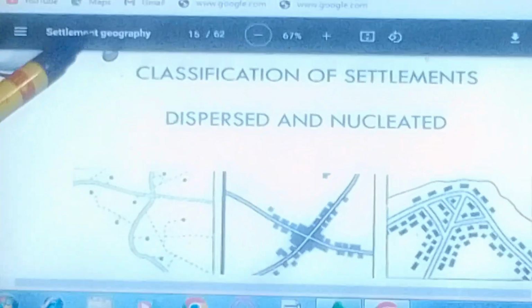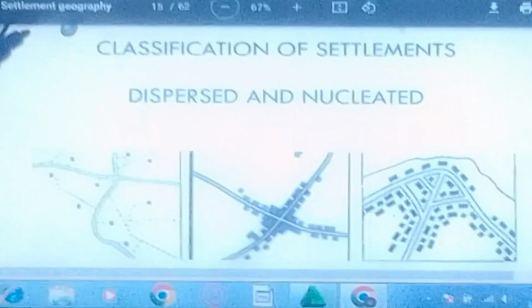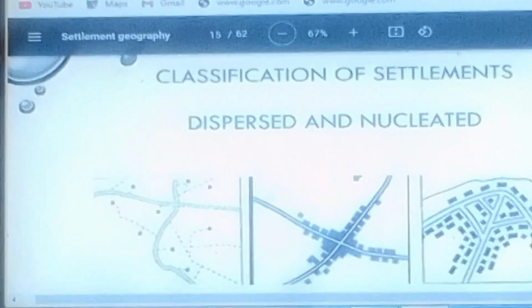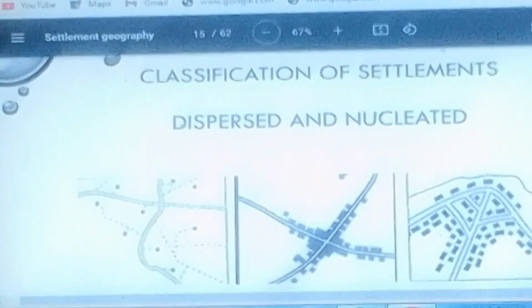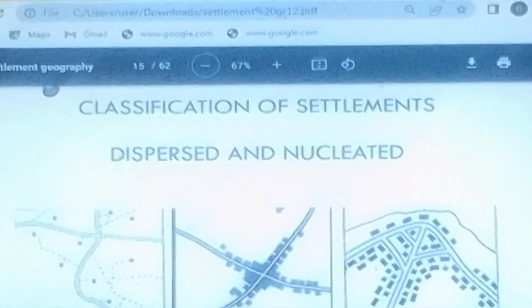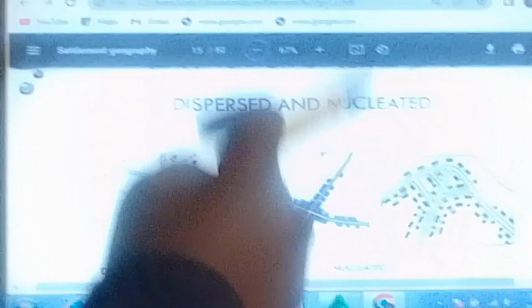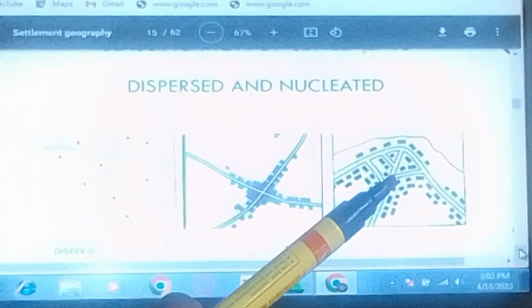So we are starting off with our part 2 with classification of settlements, dispersed and nucleated settlements. So classification, we are looking at the pattern. How is the settlement arranged when it is dispersed, as you can see from the diagram? The settlements are very far apart from each other. And when it's nucleated, usually the settlements are very close together in a certain point, as you can see there.